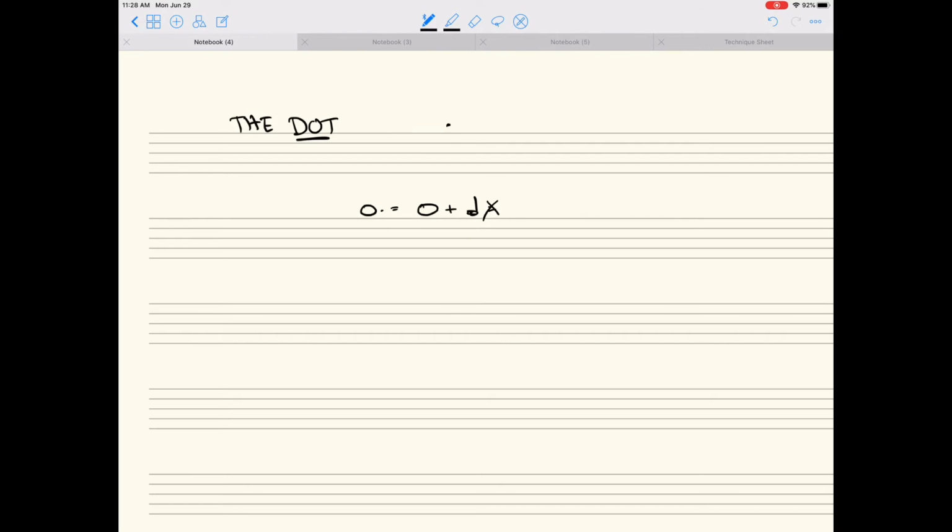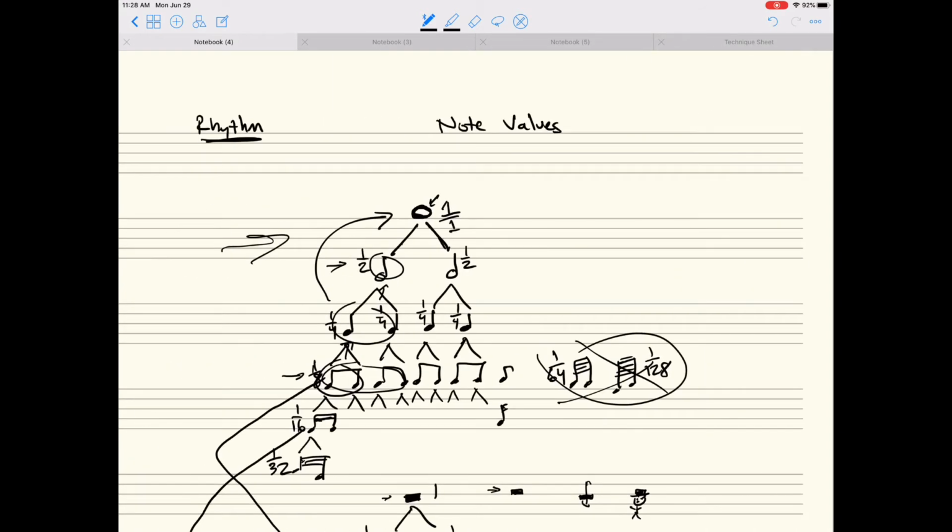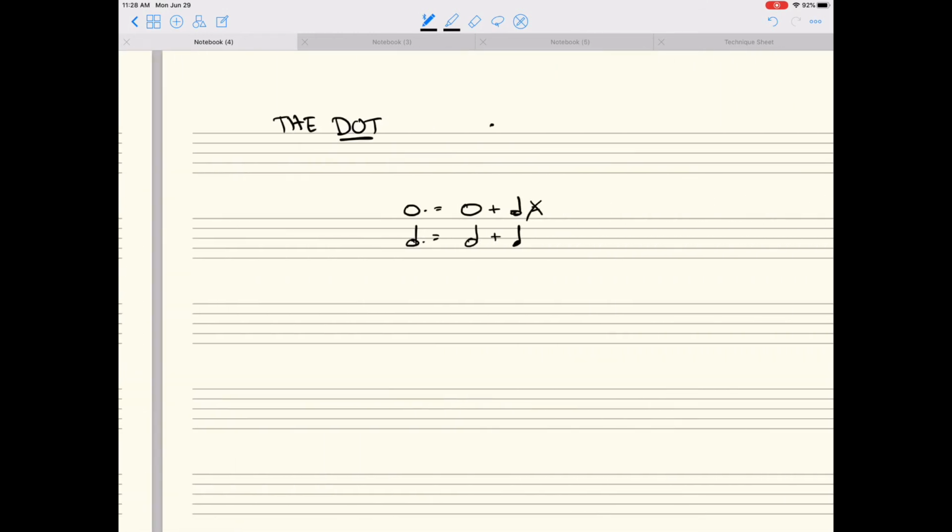Let's go down. Let's take a half note. This equals itself plus half of it, which is a quarter note. Notice that when we're adding half, we're just adding the next layer down. So for the first one, I did that and that. And for the half note, I do that and that. And it always works, because one level down is always half of itself.